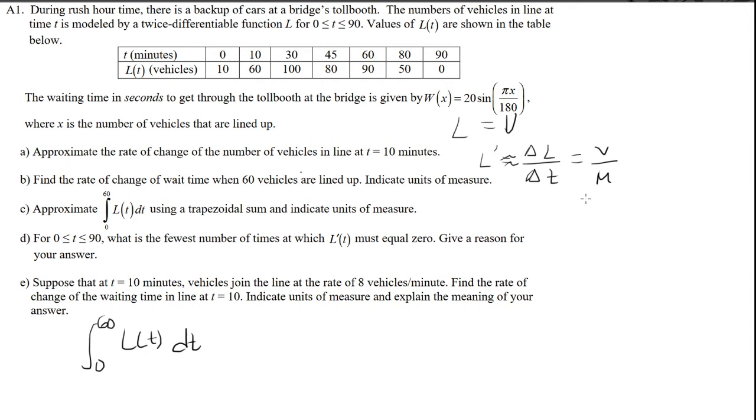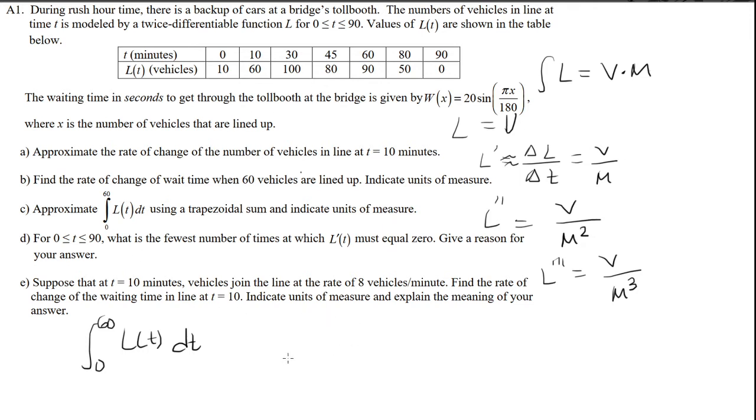Whenever you take the derivative, you're going to be dividing by time. If I took the second derivative, this would be vehicles per minute squared. And the third derivative would be vehicles over minutes cubed, etc. If I take the antiderivative, I'm actually going to be multiplying by the time. So the antiderivative of L is going to be vehicle times minute. So that's going to be the units here.